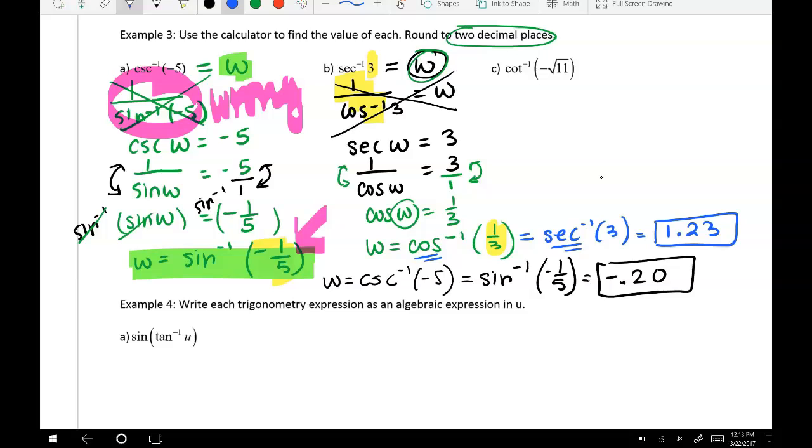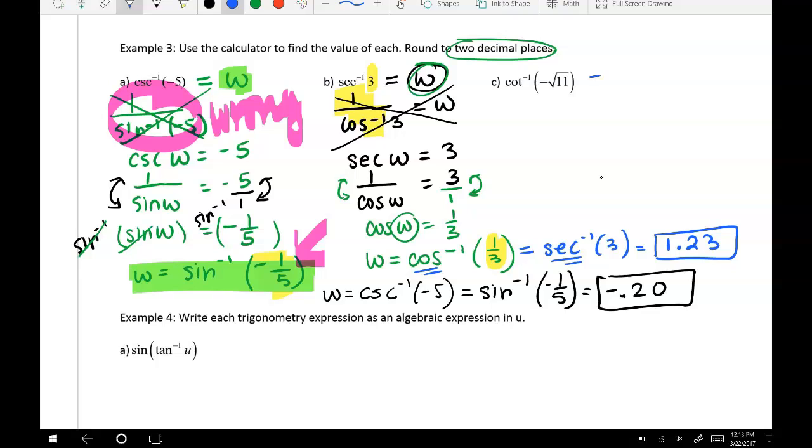Last question of example 3. Again, I'm going to assign an answer to it. Just like the other one, remember, this is cotangent inverse. My answer for cotangent inverse has to come from quadrant 1 or 2. Because this is a negative, I know it has to come from quadrant number 2. And this is the most difficult one. This is the type of question that most people will get wrong on an exam. So make sure we understand.